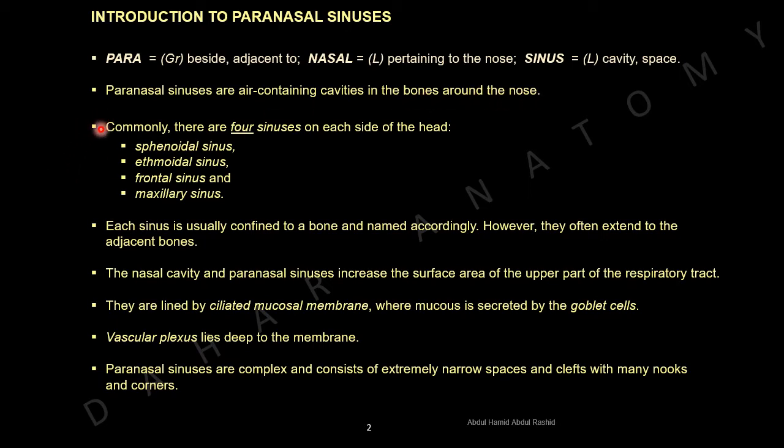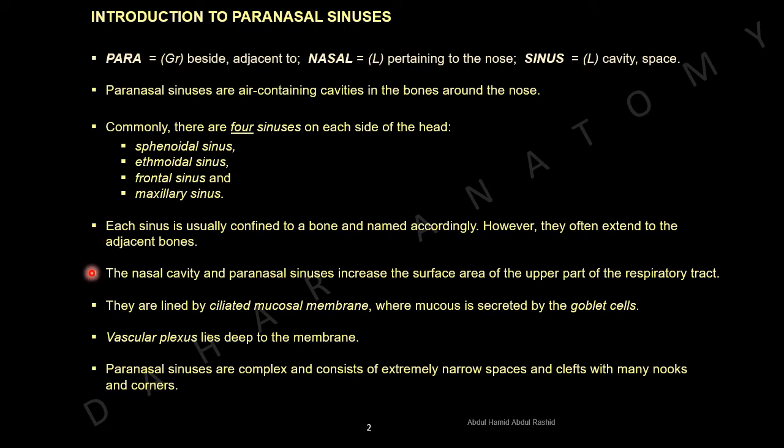Commonly, there are 4 sinuses on each side of the head: sphenoidal sinus, ethmoidal sinus, frontal sinus, and maxillary sinus. Each sinus is usually confined to a bone and named accordingly. However, they often extend to the adjacent bones.